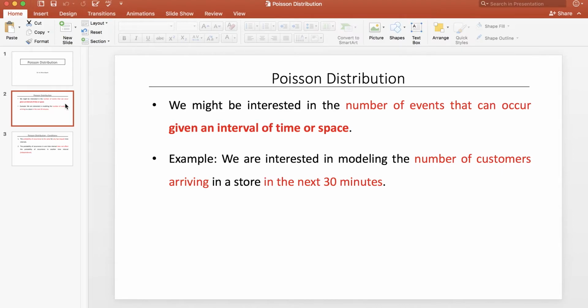An example of a Poisson distribution could be to look at the number of customers arriving in a store in the next 30 minutes. So in this case, the number of events that can occur is the number of customers arriving to the store, and the time interval is 30 minutes. So we have a time interval and the number of events occurring in this time interval, so we can model this as a Poisson distribution.